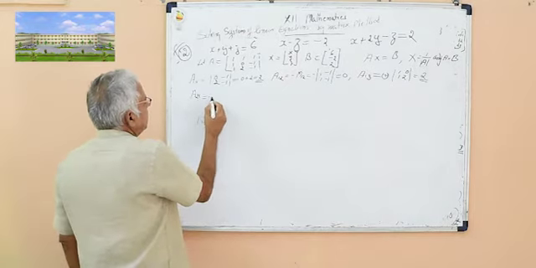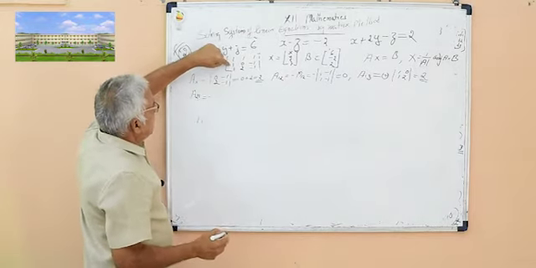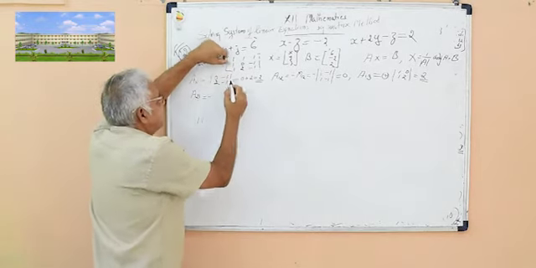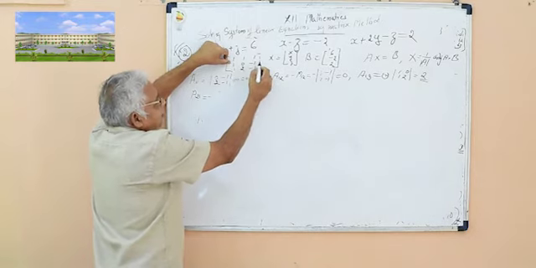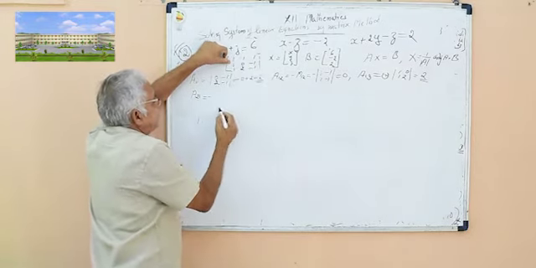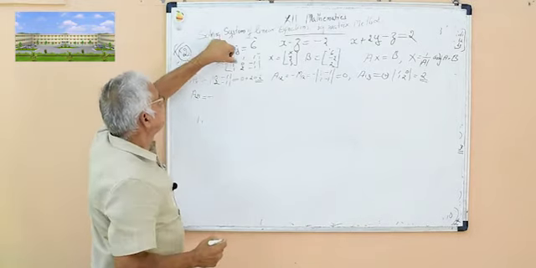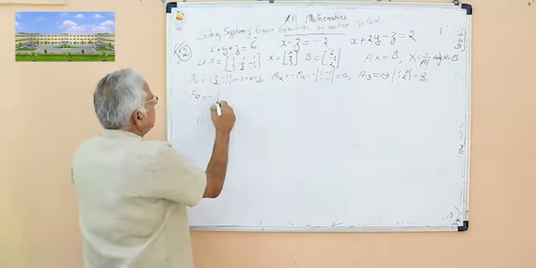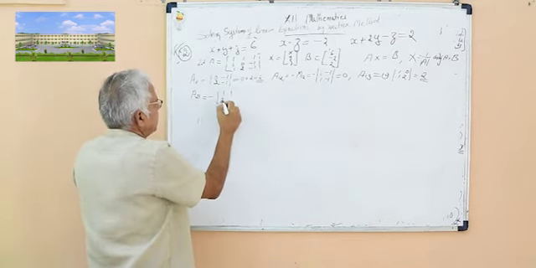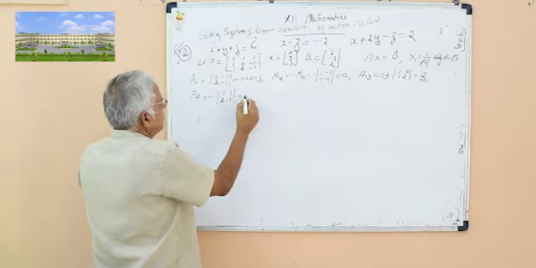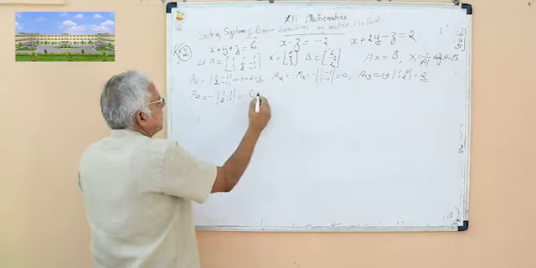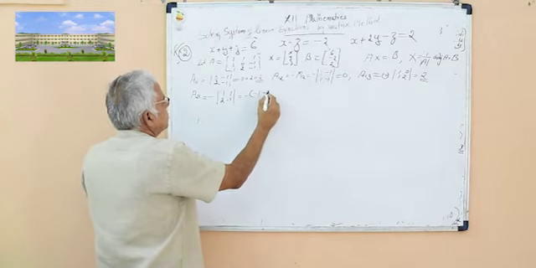A21 is the negative minor of the element A21. Then we delete the second row and first column. Then we get the determinant 1, 1, 2, 1, which is equal to minus of (1 into 1 minus 1 into 2), which is minus 1.